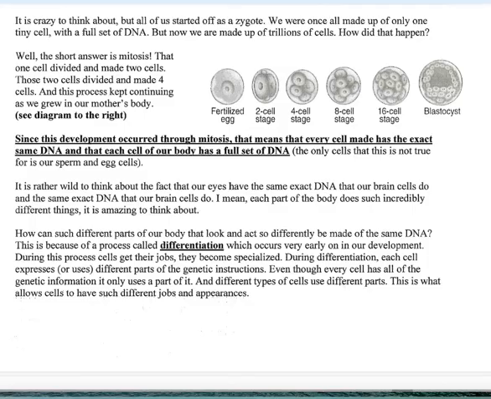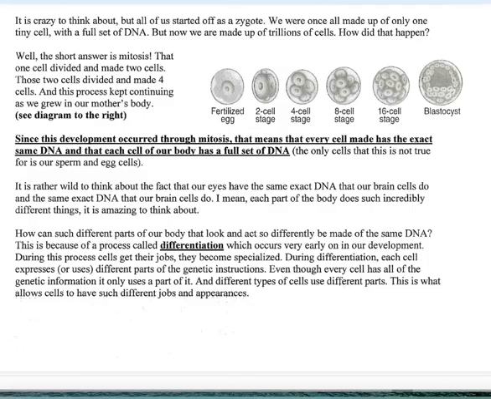So if they have the exact same DNA, then how do they do different things? Like, my eyes are used to see, my brain cells are used to think. So each part of our body has the same DNA, but they do different things. Different. Remember that word. So how can such different parts of the body that look and act so differently be made of the same DNA?